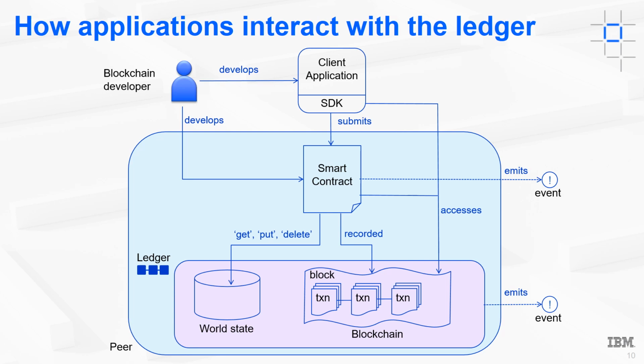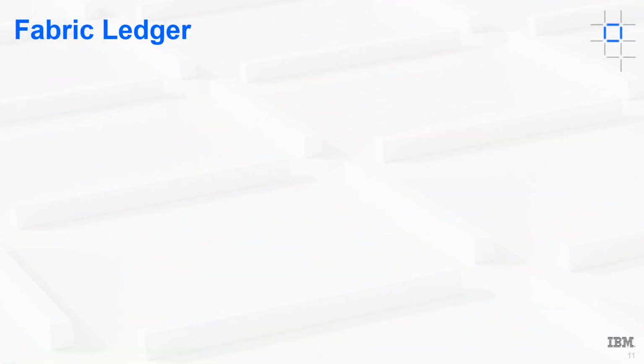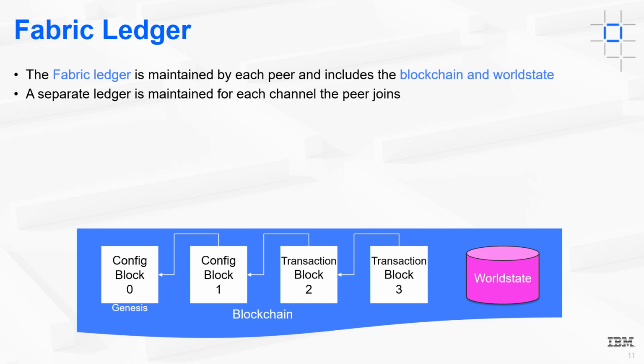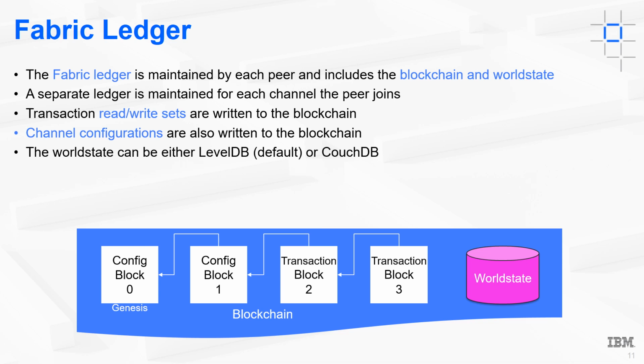Let's talk about a fabric ledger, which is basically maintained by each peer and includes the blockchain and the world state. So these are the two DBs which are maintained in a blockchain, the ledger and the world state. Now, a separate ledger is maintained for each channel that the peer joins, right? The transactions are nothing but read write sets which are written to the blockchain. Channel configuration is also written on the blockchain, right? A world state can be either a LevelDB or a CouchDB, depending upon how you want to use it.